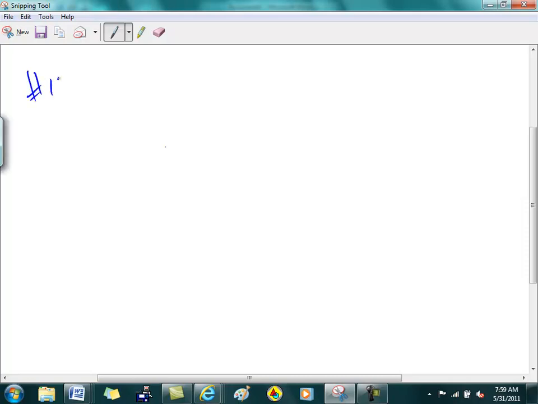Okay, number 15. So I'm just going to show you the factorization trick, okay? x cubed plus 2x squared minus 5x minus 6 over x cubed minus 7x plus 6.